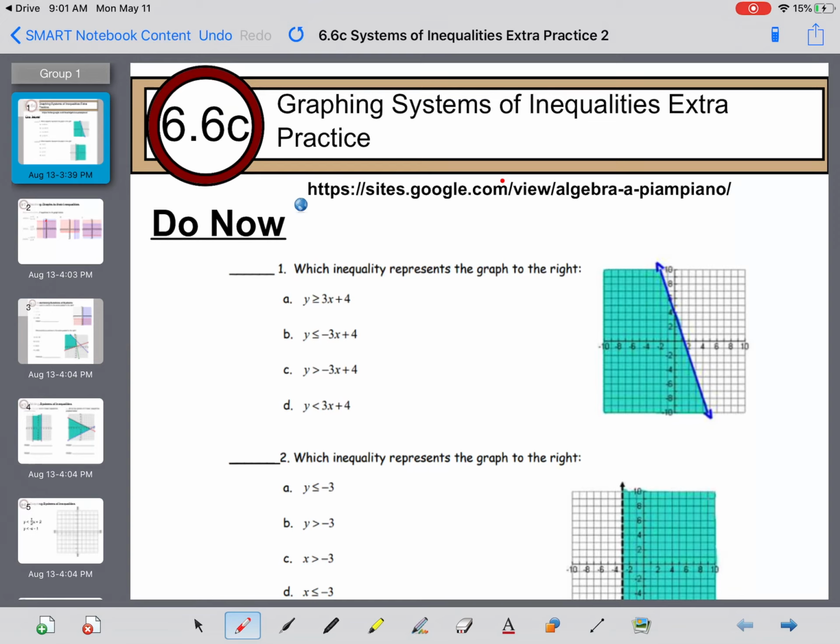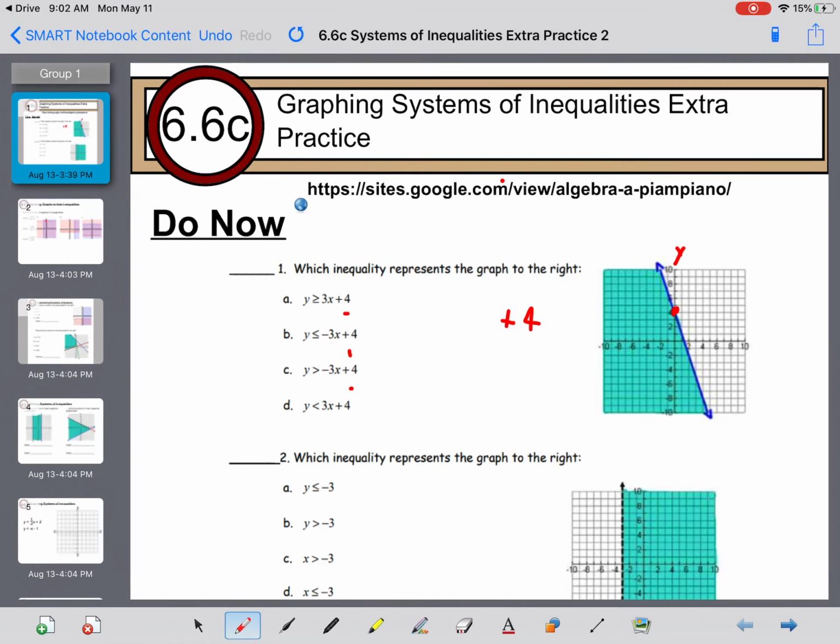Welcome back, everybody. This is 6.6C, Graphing Systems of Inequalities Extra Practice. For the do now, they want you to match the inequality to the given graph on the right-hand side. So you need to find your slope, you need to find your y-intercept, and you need to analyze the line type and its shading. So, first thing, we notice that this blue line crosses the y-axis at positive 4.